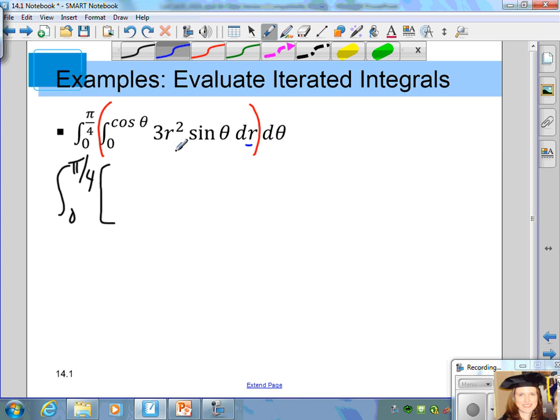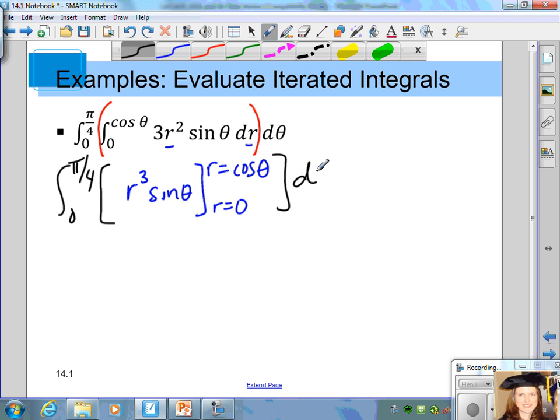When we integrate the inside, the differential is dr, so we're integrating with respect to r, treating r as a variable and theta as a constant. The antiderivative of 3r squared times this constant is r to the third power times that constant, sine theta. And then we evaluate this inside integral at the bounds where r equals 0 is your lower bound and r equals cosine theta is your upper bound. Again, I like to write the bounds r equals so I remember which one to plug in. After you simplify that, you evaluate the single integral at the differential d theta.